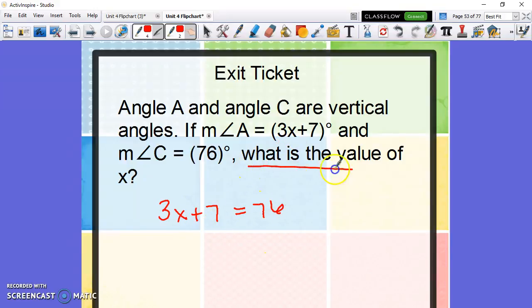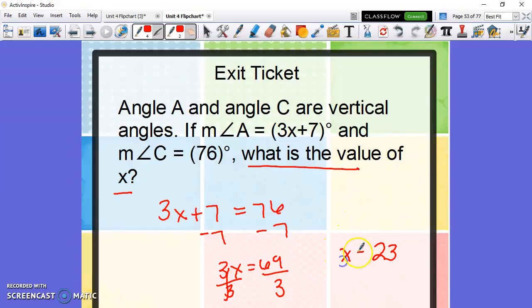And now what we do is we want to find the value of x, so we just solve for it. So we'll take and subtract 7 from both sides. And you'll get 3x is equal to 69. And then we divide both sides by 3 because we want to get x by itself. So divide by 3, that gets rid of that 3. And 69 divided by 3 is 23. So x is going to be equal to 23.